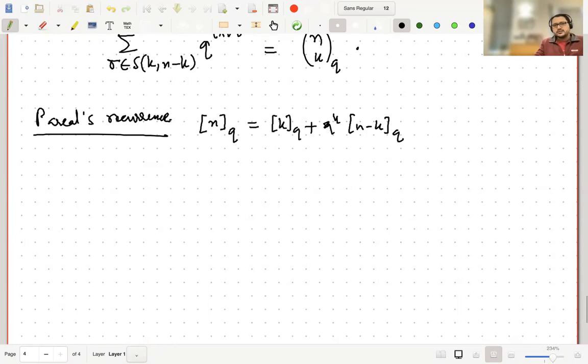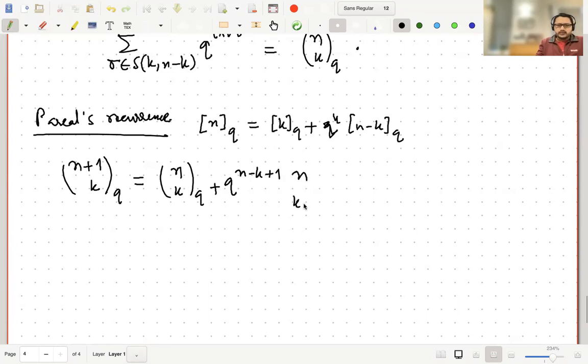This is very easy to actually prove. The recurrence for the q analog of numbers, and there is a recurrence for the q analog of binomial coefficients, which is the following. n plus 1 choose k, q is equal to n choose k, q plus q raised to the power n minus k plus 1 times n choose k minus 1, q.